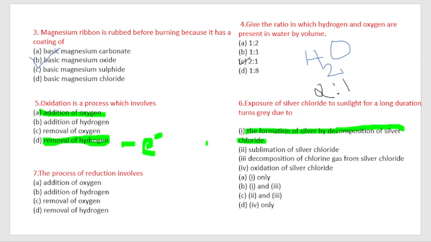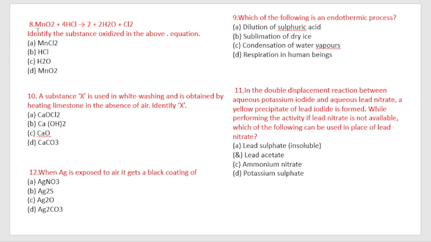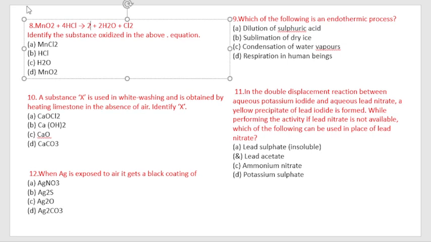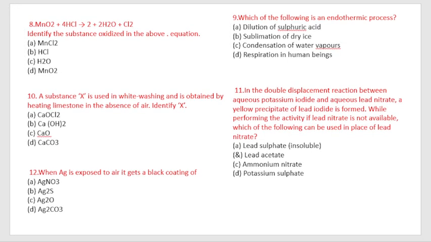Next question. MnO2 plus 4HCl. There is a typing mistake in the question, so don't consider this part, children. Let us rub it. Okay. So 2H2O plus Cl2. What we need here actually, Mn will be there, children.